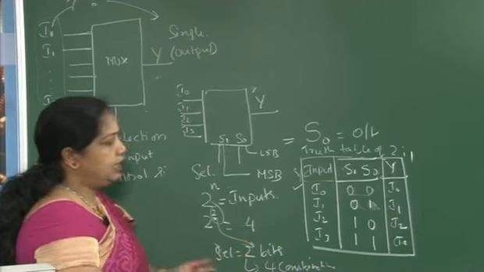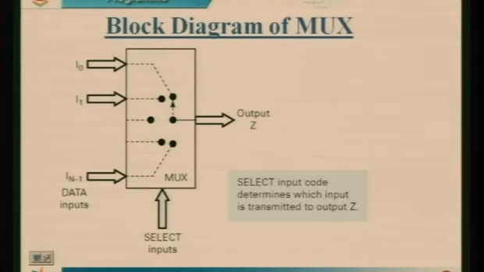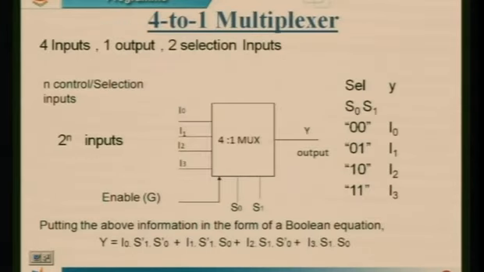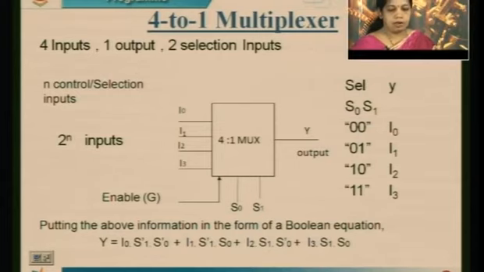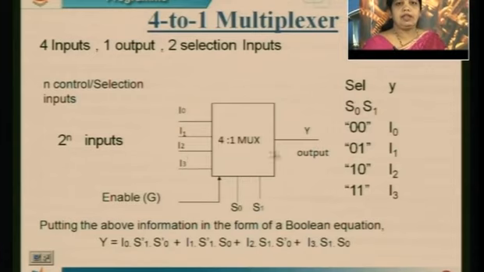So similarly we can design many multiplexers. Now this is what I have just explained, the 4:1 mux. This represents the block diagram. You can see here 4 inputs, 1 output, 2 selection inputs. We have designated the inputs as I0, I1, I2 and I3, and we have an output and 2 selection lines.